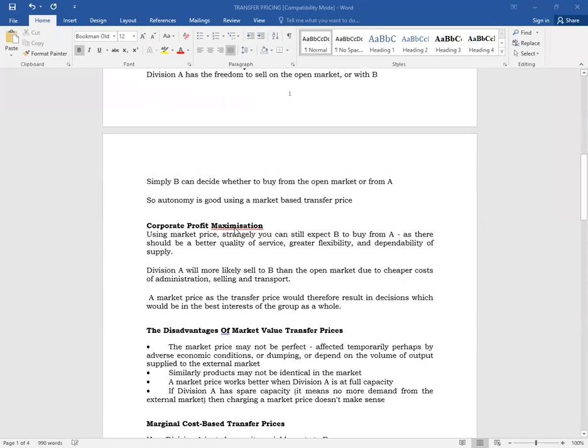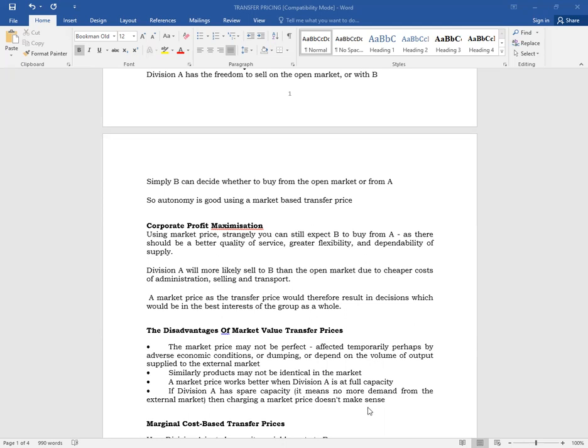Also, we have the concept of profit maximization now. Using market price, strangely, you can still expect B to buy from A, as there should be a better quality of service, greater flexibility and dependability of supply. Division A will more likely sell to B than the open market due to cheaper costs of administration, selling, and transport. A market price as the transfer price would therefore result in decisions which would be in the best interest of the group as a whole.